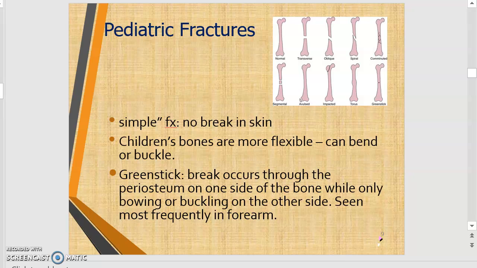If it's a simple fracture, there's no break in the skin. If there's break in the skin, they call it an open fracture or a more complex fracture. And children's bones can bend or buckle, which is unlike adult bones. And then green stick is the most common seen fracture in children in the forearm, green stick fracture. And there's a picture of it in here.